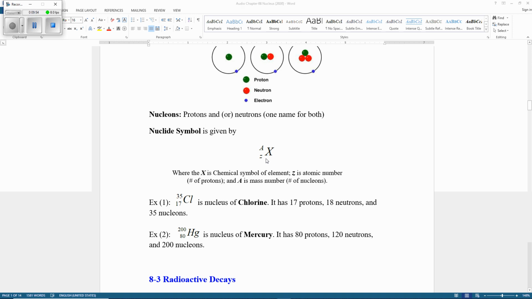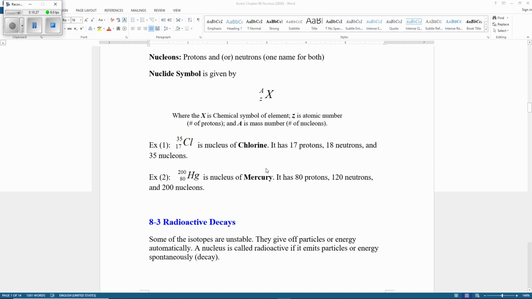Now, the two numbers. The one at the bottom on the left side is Z. This number is the atomic number. It gives you the number of protons. Then the A, the top one, capital A. This number we call the mass number. The mass number gives you the number of nucleons, proton plus neutron. So now I'll give you two examples.